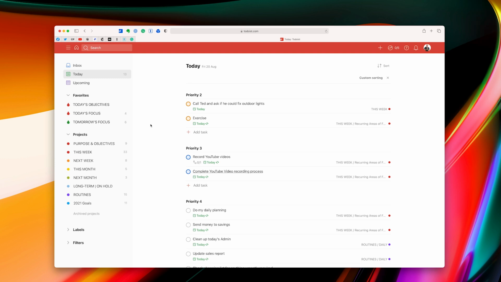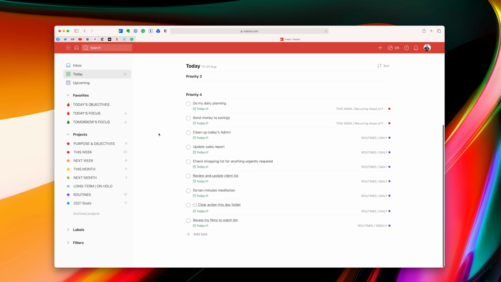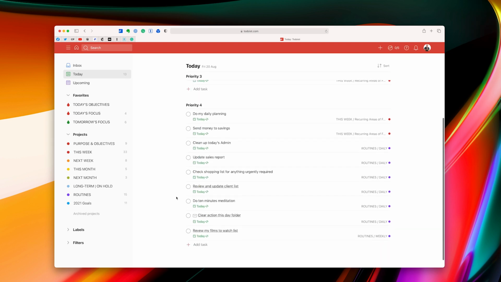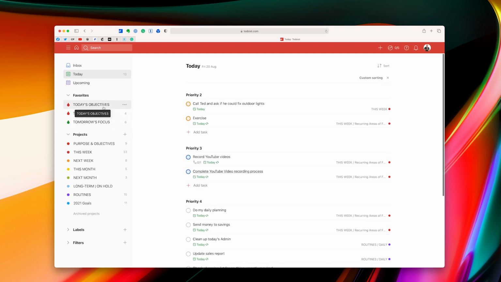Now, I've organized this up into the things that I must do today. So here are my 2 priority tasks that I must do today. These are this morning, and these are my priority 3, my afternoon tasks. That's the way I basically use it. And priority 4 is if I can get down to it toward the end of the day. Now, I've done my objectives for the day already, which is why I don't have any there.